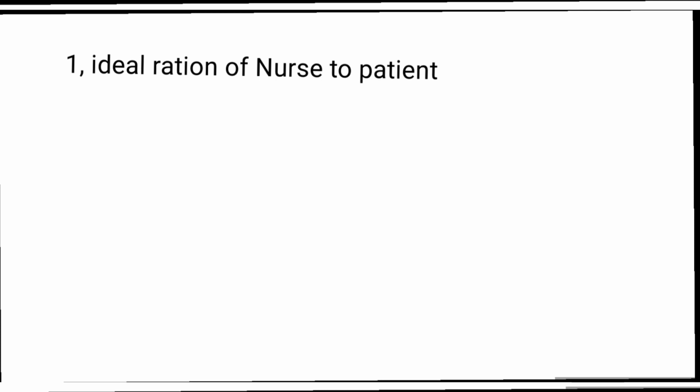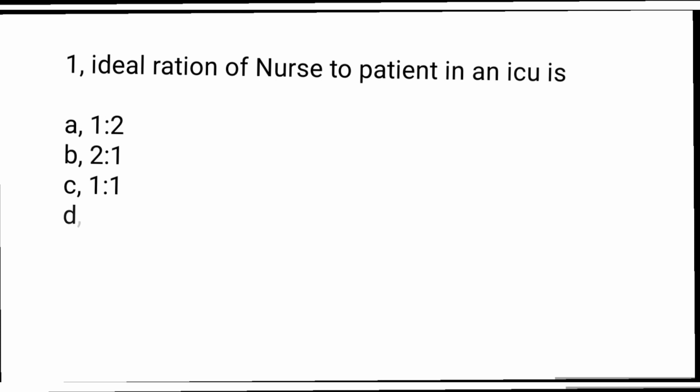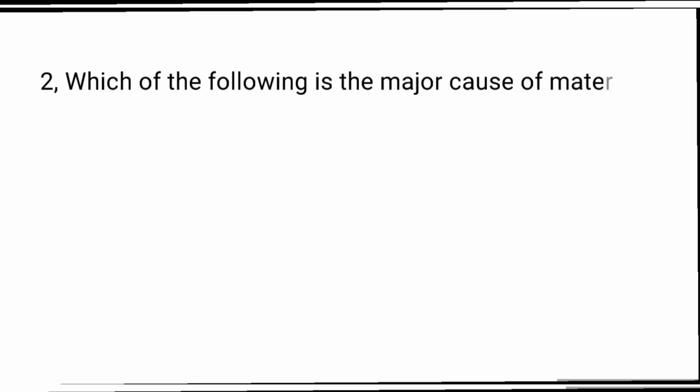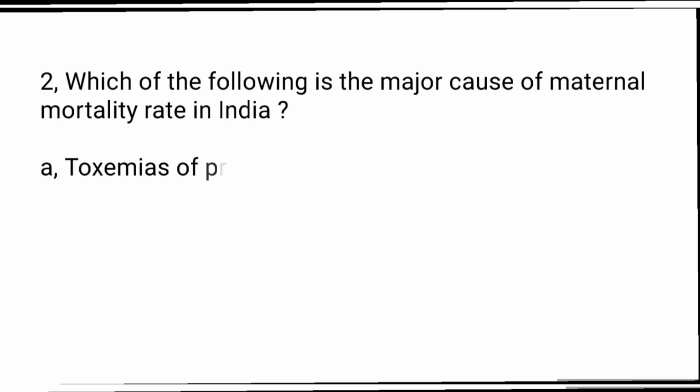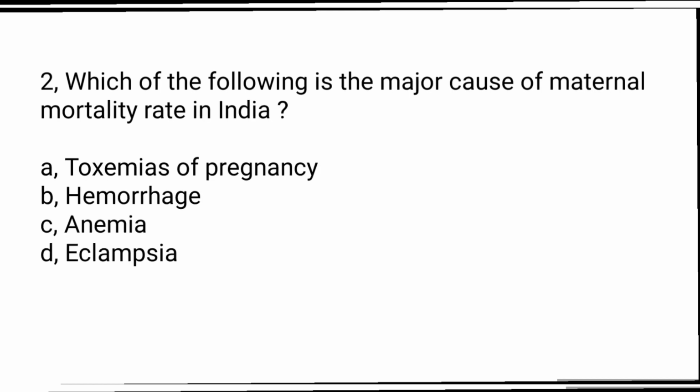Ideal ratio of nurse to patient in ICU is: option A 1:2, option B 2:1, option C 1:1, option D 1:3. The answer is option C 1:1. Which of the following is the major cause of maternal mortality rate in India? Option A toxemia of pregnancy, option B hemorrhage, option C anemia, option D eclampsia. The answer is option B hemorrhage.